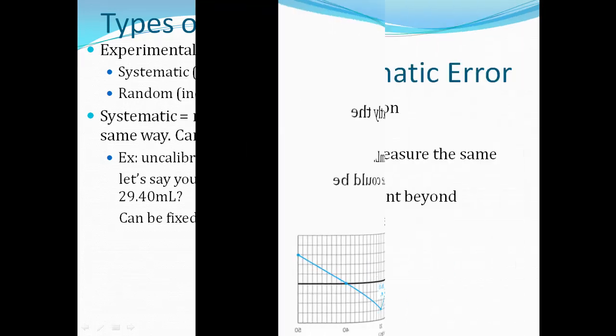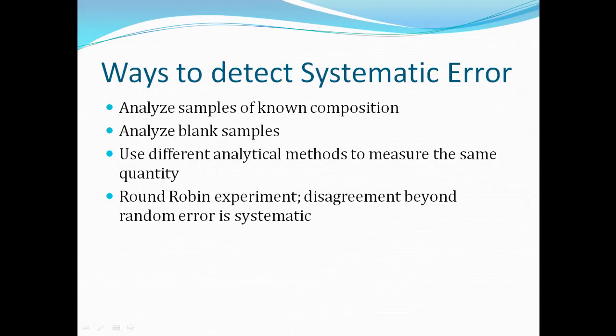Let's move on. There are other ways to detect systematic error besides the calibration curve that I talked about previously. You can analyze samples of known composition. For example, use a standard reference material, something that you would purchase from NIST, the National Institute of Standards and Technology. So you can analyze samples that have a high value of certainty against what you think you're supposed to be getting. Another way to detect it is you can analyze blank samples containing no analyte.